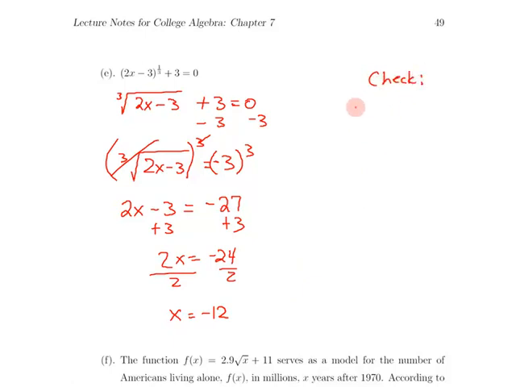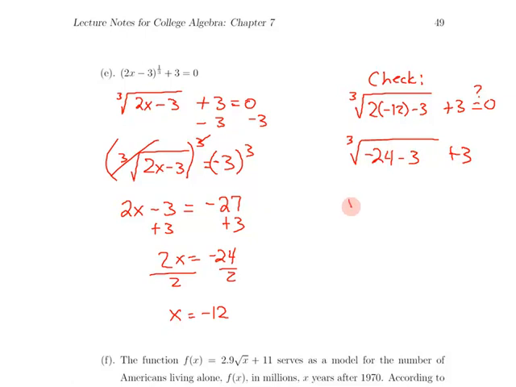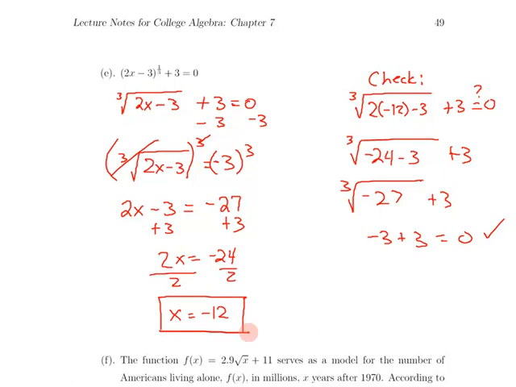If x is equal to negative 12, I'm going to have the cube root of 2 times negative 12 minus 3, plus 3. Does that equal 0? That's the cube root of negative 24 minus 3, plus 3. That's the cube root of negative 27 plus 3. That's negative 3 plus 3, which equals 0, which is exactly what we wanted. So that's correct. And there you go.